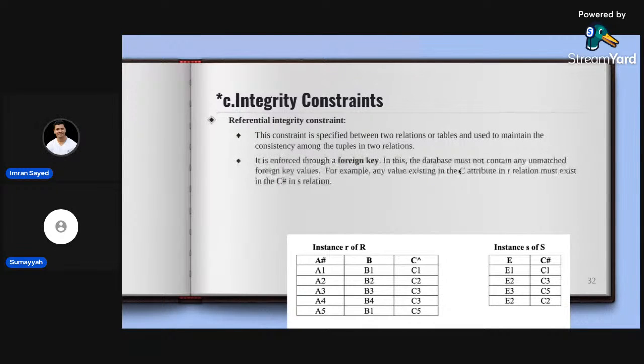The database must not contain any unmatched foreign key values. If you put this statement, I think this will be clear. For example, any value existing in the C attribute in relation R must exist in the C attribute in relation S. And it should be of the same domain, right?